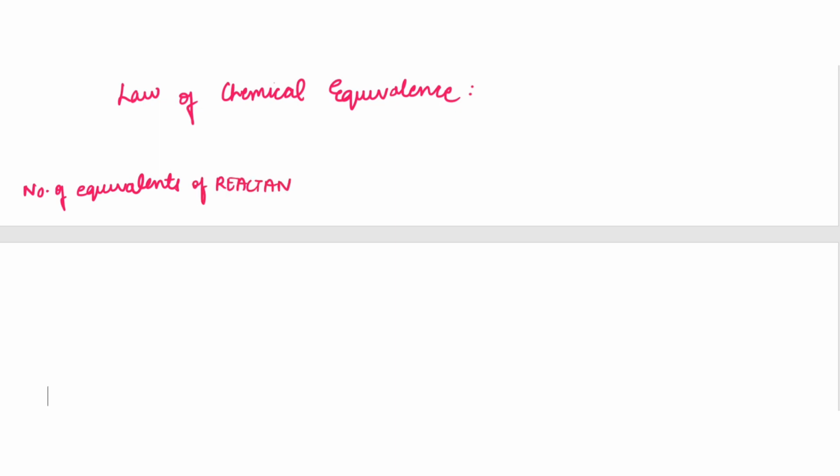Yes, it is the law of chemical equivalence. So this law simply states that the number of equivalents of reactants is equal to the number of equivalents of products. Say for example, I take this reaction. X molecules of A combines with Y molecules of B to yield Z molecules of C. So what does this mean?